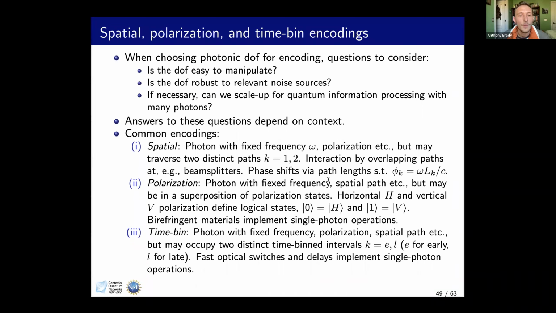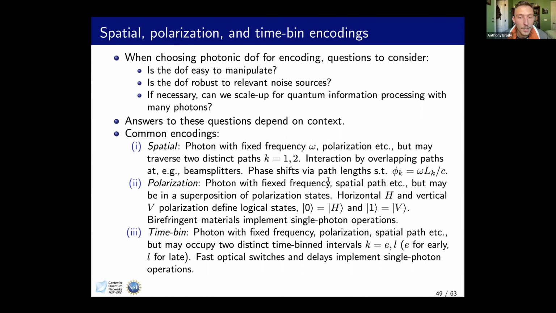Okay. So that was some quite general discussion about the dual rail qubits, but there are physical degrees of freedom that people encode in. I mentioned these before: spatial, polarization, angular momentum, time bin encodings, all these kinds of things. But choosing one might be up to context or preference. Some things you might need to consider: is this degree of freedom easy to manipulate? Because you have to do single qubit operations. You might have to interfere multiple photons if you want to do large scale things. Is the degree of freedom robust to relevant noise sources? That depends on your task. If you're doing something on a chip, or if you're doing things through free space, those are different environments you have to deal with. And if necessary, can we scale up for quantum information processing with many photons? Is it easier to do in some degrees of freedom than others? The answer to these will just depend on context. But we'll discuss briefly some common encodings that people use.